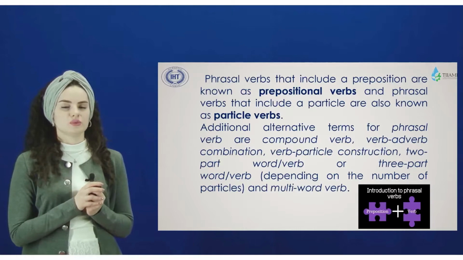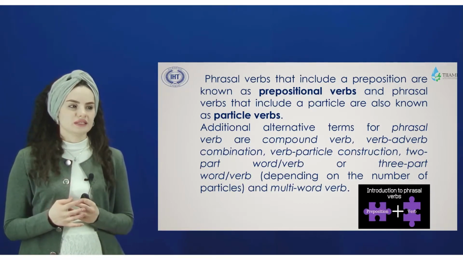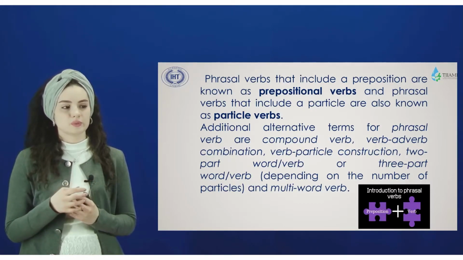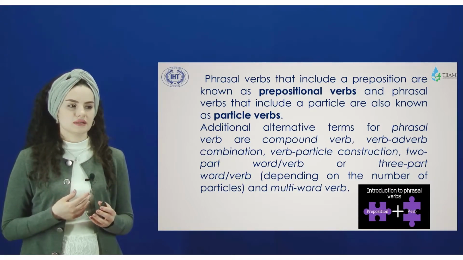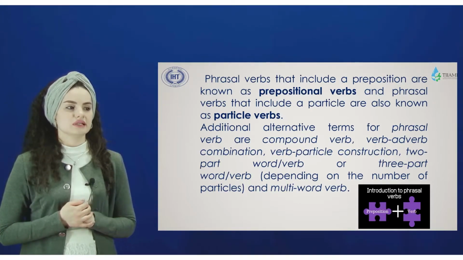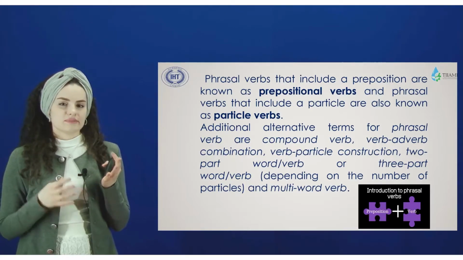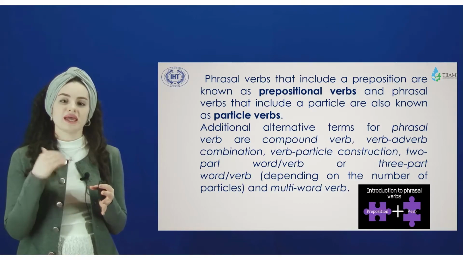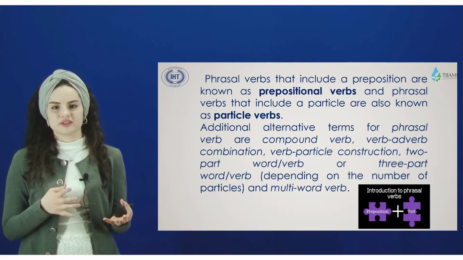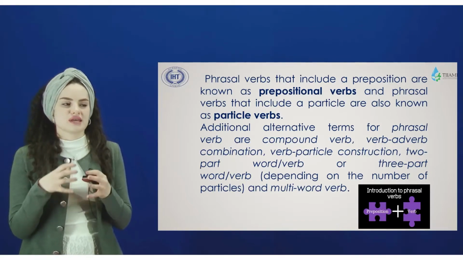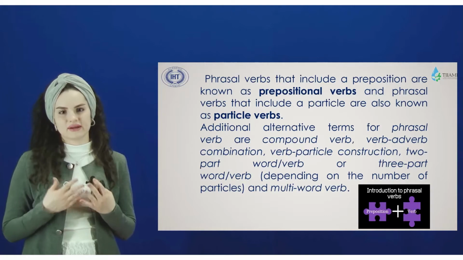One more definition which I would like to show to you. And please remember that except prepositional verbs, we also have particle verbs. Actually, the difference is not enormous, but you may see some examples. Look, please. Additional alternative terms for phrasal verb are compound verb. What is it? Well, a combination of two words from different parts of speech. Again, can you see? Multi-word verb. Three-part word verb. So can you see? This word itself includes a lot of things, different words, different categories. As a result of this combination, we may get an absolutely different word.